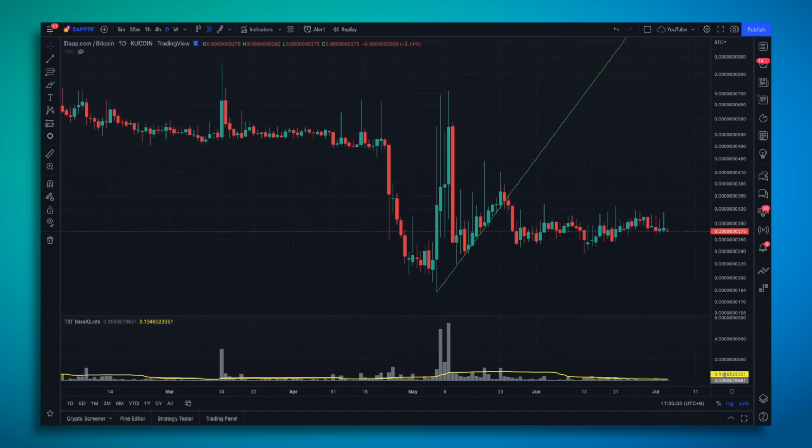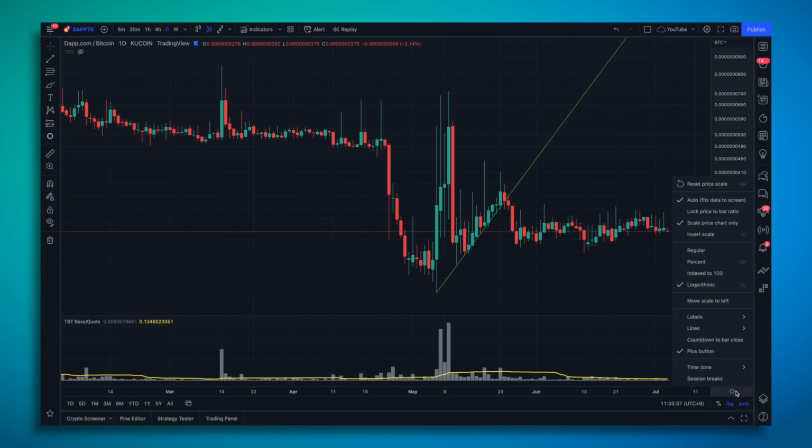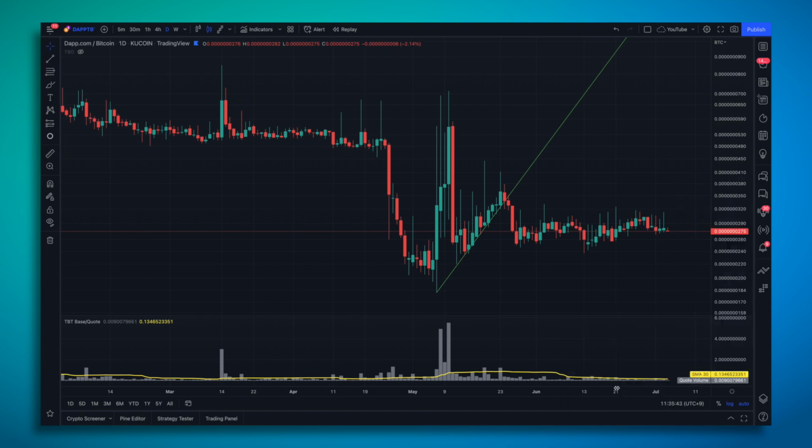If you're not sure which of these numbers it is and you really want to know, click here on the gear, go down to labels, go to indicator and financials name label right here, and it'll show you SMA 30 and then the quote volume. That way you know the quote volume for this ticker is 0.009.